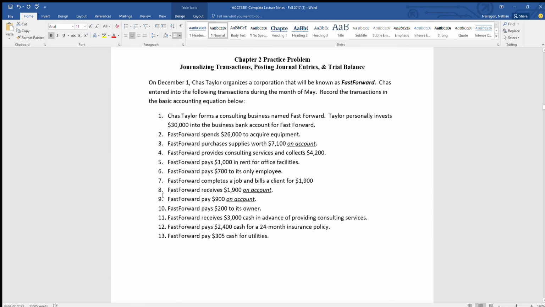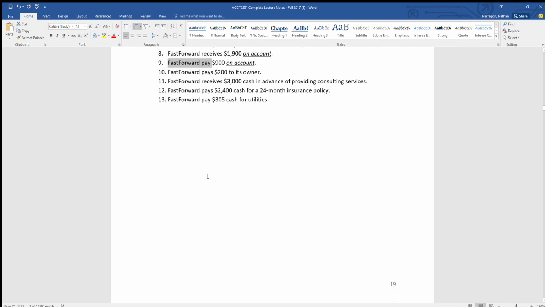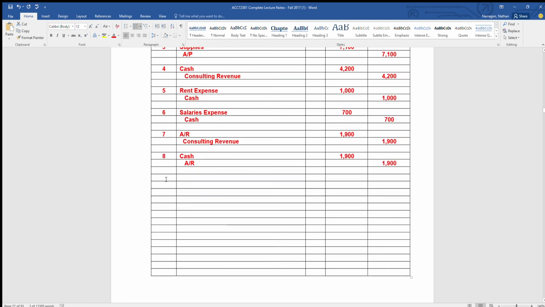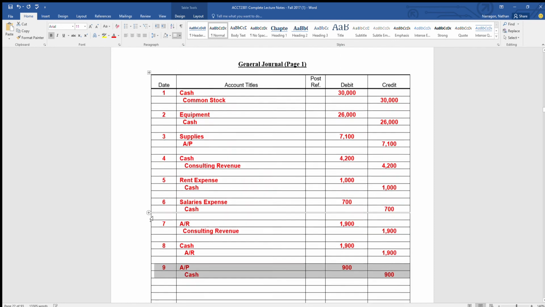So again, this one we received it. So we received cash. Here we paid cash. Same thing has an account, so it's either accounts payable or accounts receivable. But here we receive it, it's dealing with accounts receivable. If we have to pay it, it's dealing with accounts payable. Okay. So again, that means cash is going out. Accounts payable gets hit for the same 900.